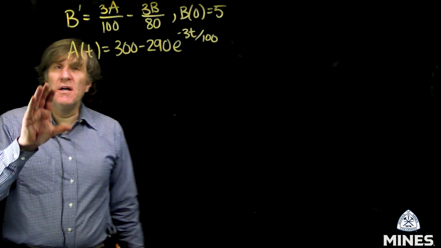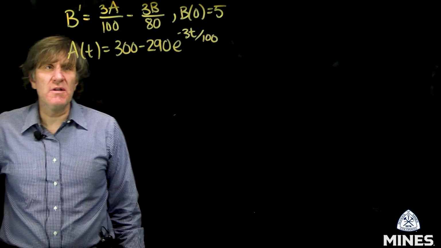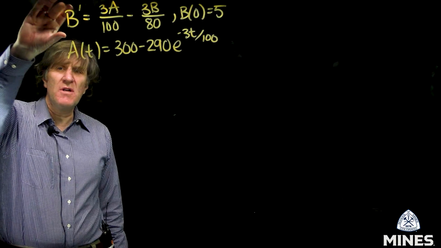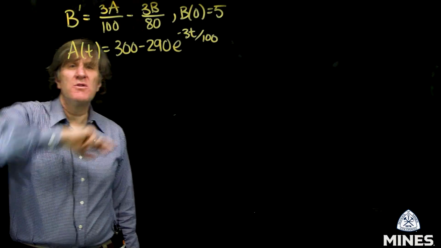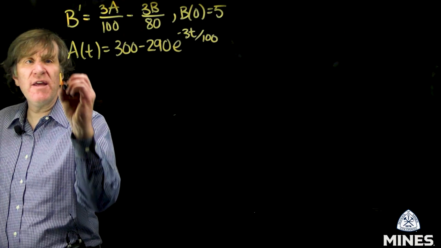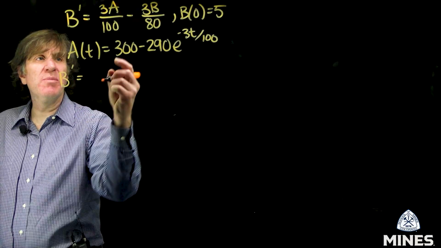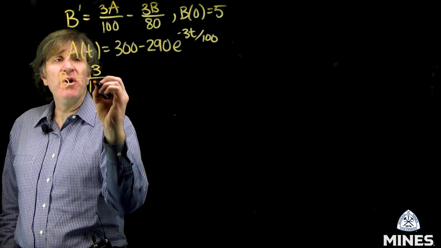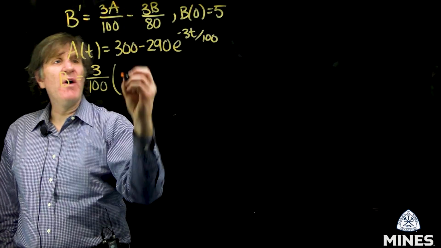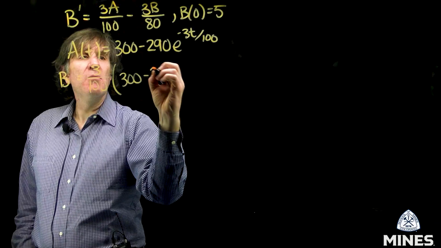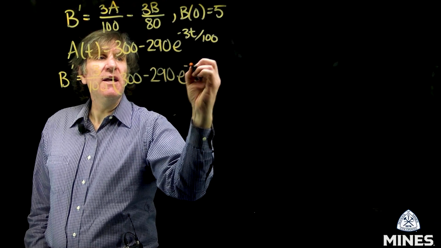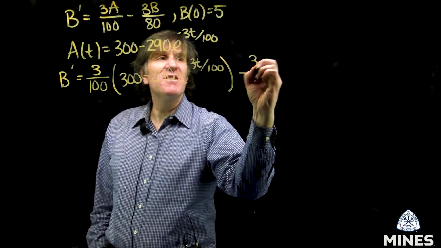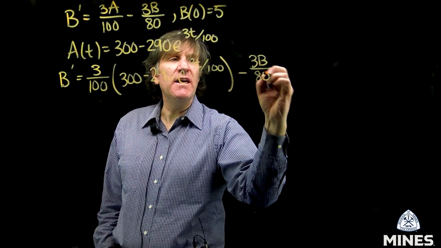All right, we found the solution to A using the method of integrating factors. The second equation in our system was this equation where B is written in terms of A. So because we have A, we can now plug in what we have for A into this equation. So that's 3 over 100 times, now A is 300 minus 290 e to the minus 3t over 100, minus 3b over 80.